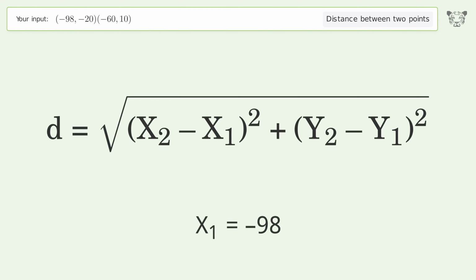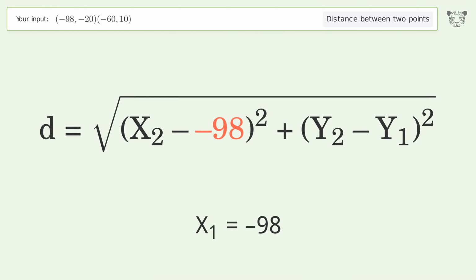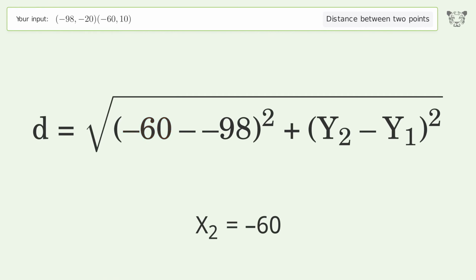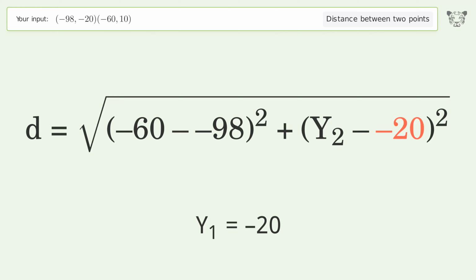x1 equals -98. x2 equals -60. y1 equals -20. y2 equals 10.